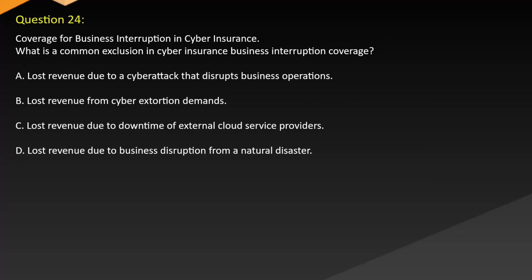Question 24. Coverage for business interruption in cyber insurance. What is a common exclusion in cyber insurance business interruption coverage? A. Lost revenue due to a cyber attack that disrupts business operations. B. Lost revenue from cyber extortion demands. C. Lost revenue due to downtime of external cloud service providers. D. Lost revenue due to business disruption from a natural disaster.